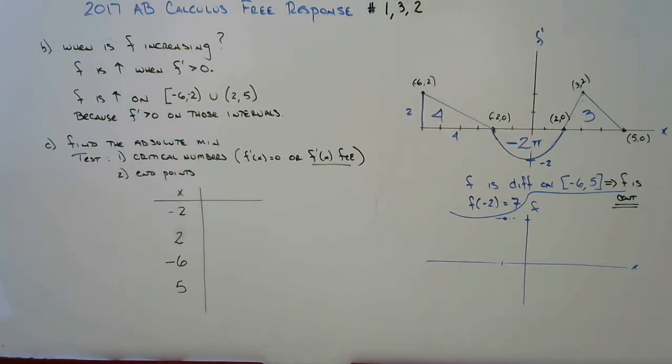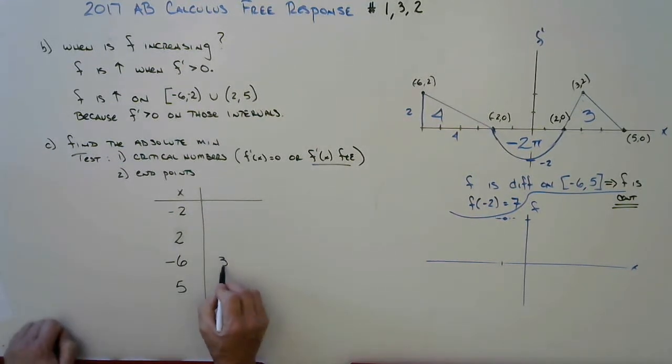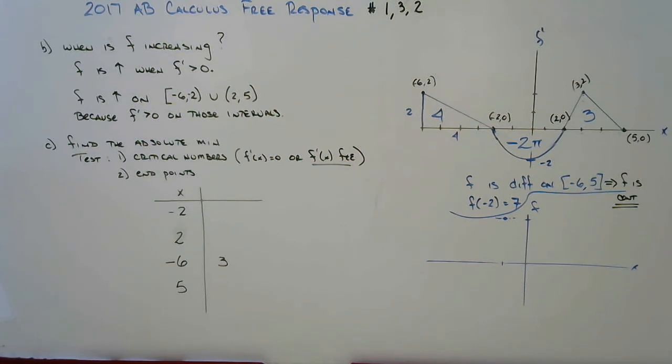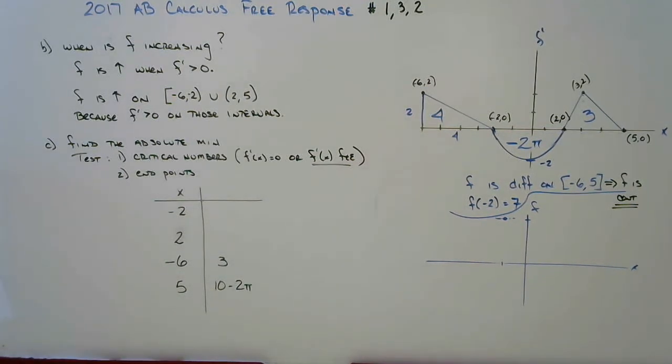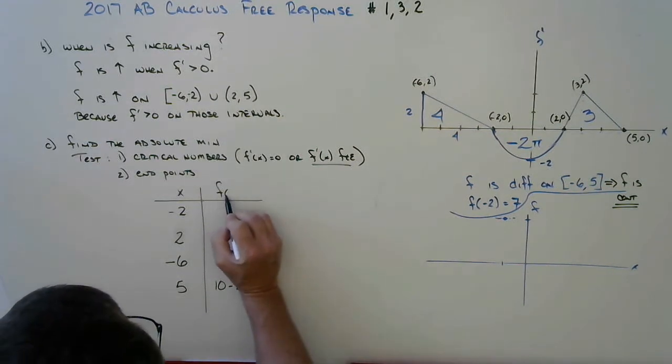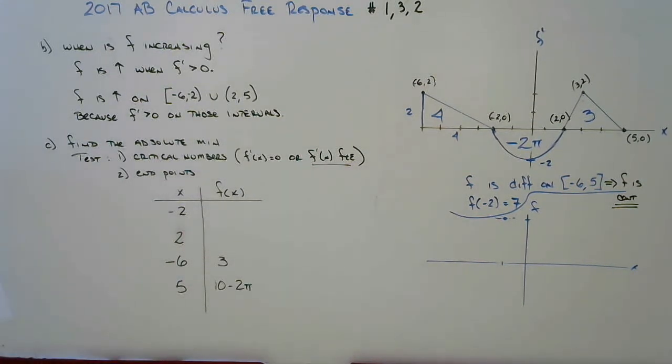Now, how are we going to find f of x at any of those values? Well, we've already found f of -6. We discovered that f of -6 was 3. We found out that f of 5 was 10 minus 2 pi. We already found those two. They asked us for those two. Now, how are we going to find f of -2? Well, where are we going to go to find f of -2? Well, they told us f of -2 was 7.